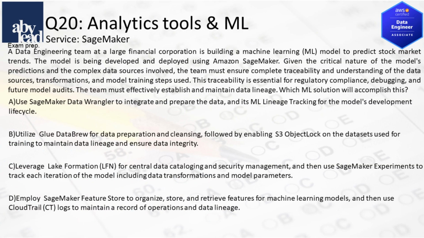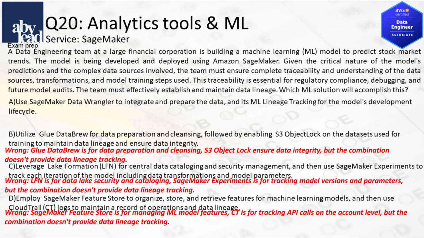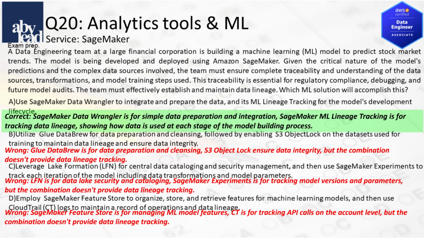Question 20. You want to effectively establish data lineage for ML model compliance. You can't use Glue DataBrew data preparation with S3 Object Lock and Lake Formation governance, or SageMaker Experiments tracking model versions for ML lineage tracking. The same applies to SageMaker Feature Store, which manages ML model features. Most advisable are SageMaker's Data Wrangler with its simple data preparation and lineage tracking to show data at building stages.